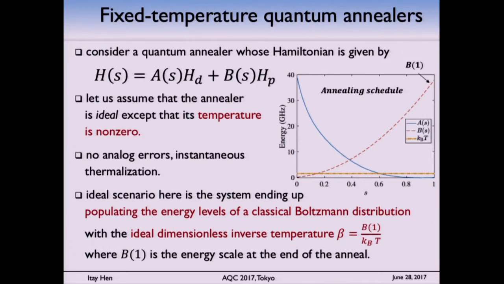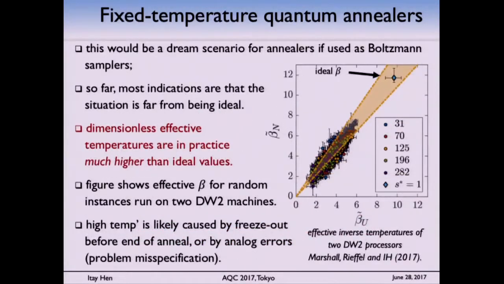And moreover, what you would really want is that the thermalization will occur at the end of the anneal, where B, the strength of the problem Hamiltonian, is maximal. It's B of 1. It's the point over there. And if the system thermalizes at this point, you get the Boltzmann distribution of the classical problem Hamiltonian. And of course, this is the dream scenario for Boltzmann samplers. But again, I want to focus on quantum annealing optimizers.